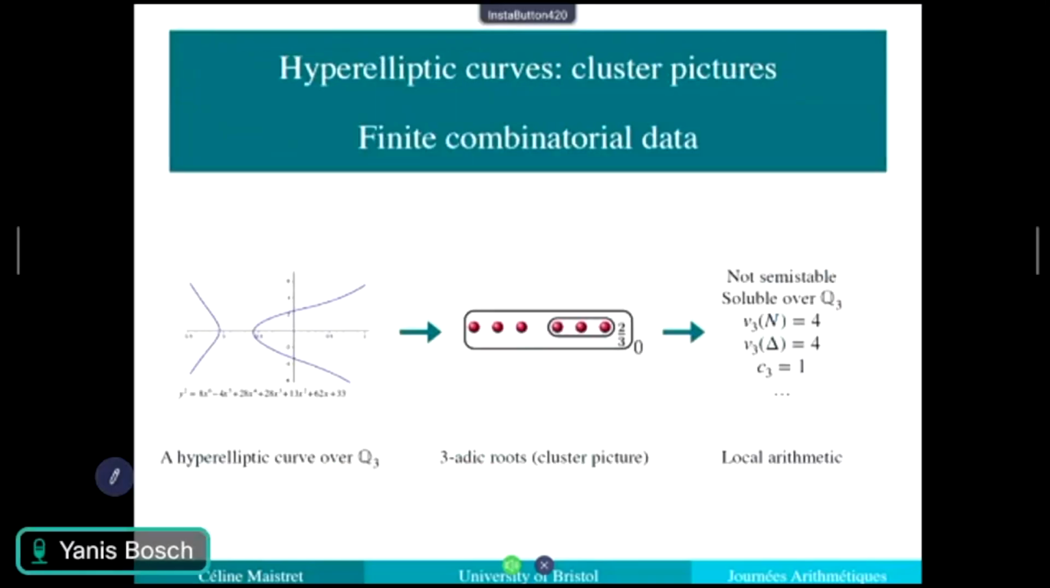Okay, so to summarize, we went from a very complex object, which is a hyperelliptic curve over a local field, and we've just captured some finite combinatorial data, this cluster picture. And then there is this cluster picture machinery, which I haven't said anything about, which relies on quite a lot of work and quite a few theorems that let you extract the local arithmetic of the curve and its Jacobian. And then you use your bridges and you can access the global arithmetic of the curve and the Jacobian.